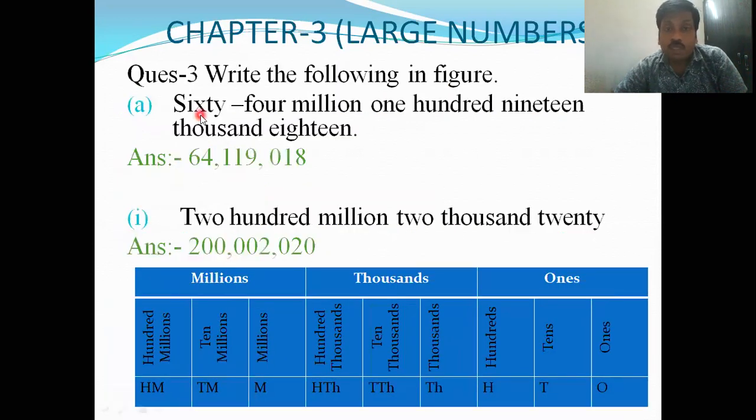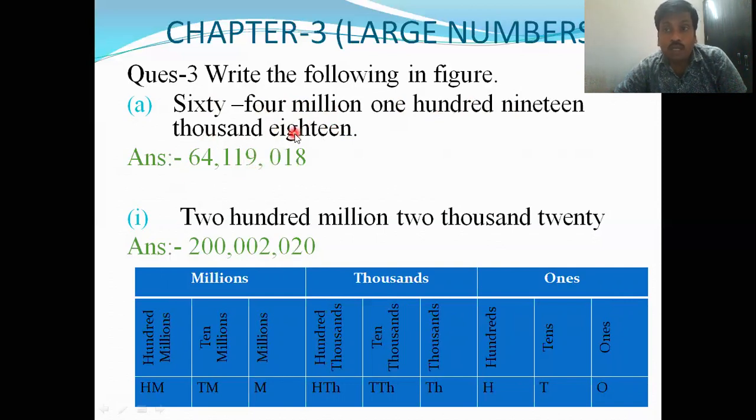Now here is question number 3. Write the following in figures. Here the number names are given in words. 64,119,080. 64 million, yes, 64 first. 119,000. When we go from left to right, the first period is the million, after that comes the thousand, and after that the ones. Here we write 64, 119,000, and only 80.